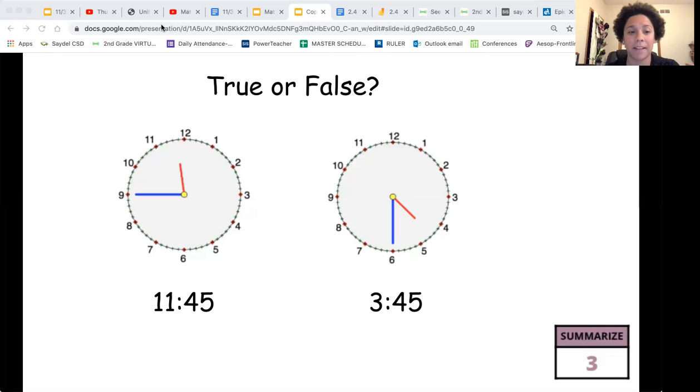Good job. So remember, the same time can be represented on an analog clock or a digital clock.